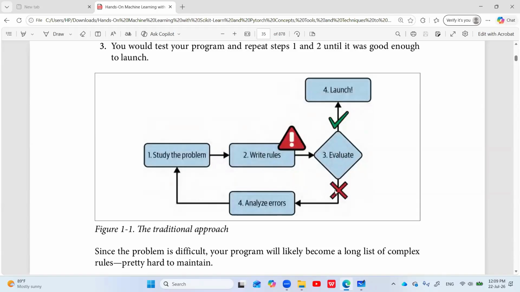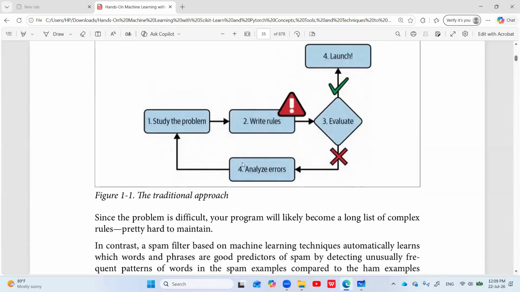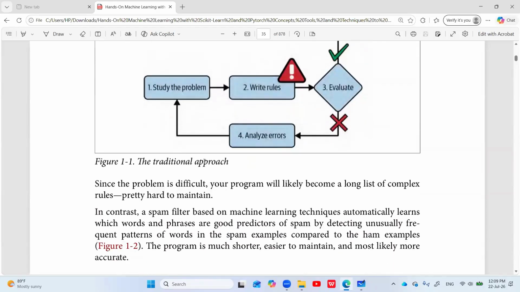If you find some kind of errors, like if there is a ham email you have classified as spam, or if it is a spam email you have classified as ham, then you analyze the errors, study the problem again, and write the rules again. Like that, this will keep repeating. That is the traditional approach.